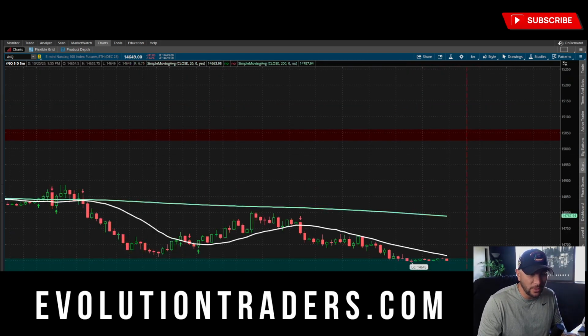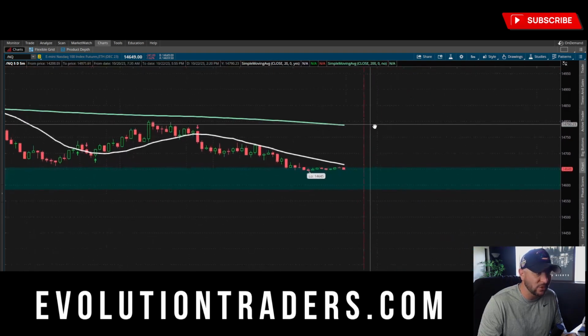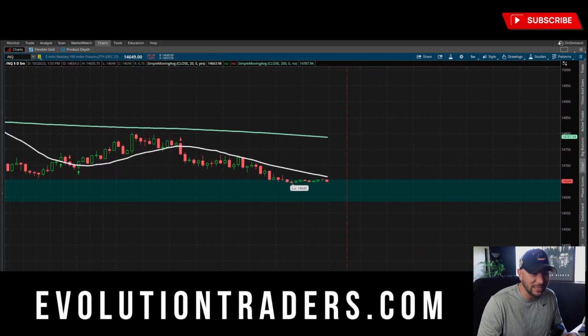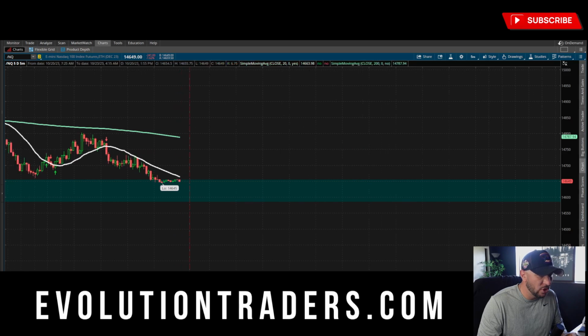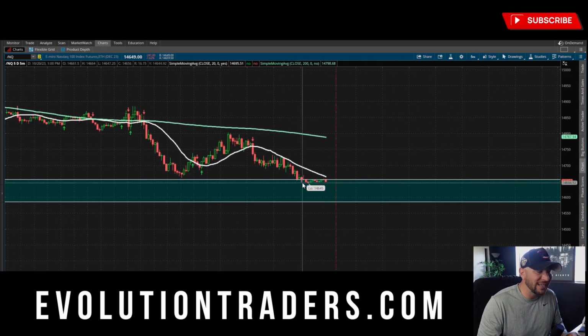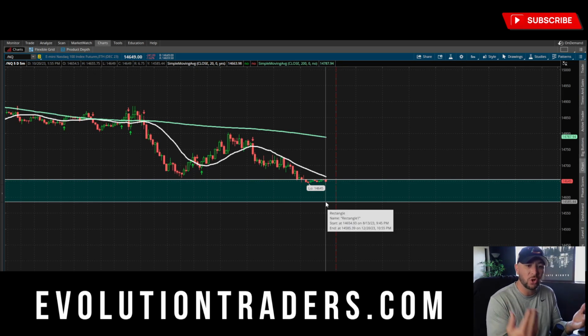Okay, let's say we lost this bottom demand zone. How would we necessarily play this to the short side? So how we would play this to the short side is if we come down and we lose the bottom of this zone, which is currently sitting at around 14,585.